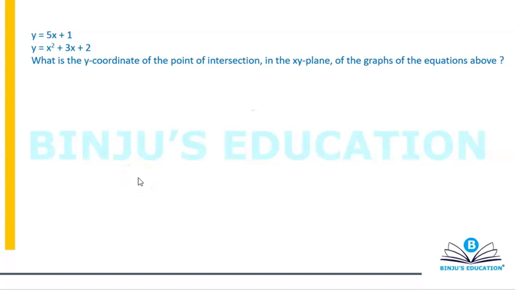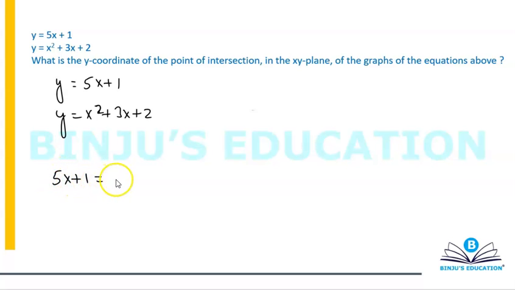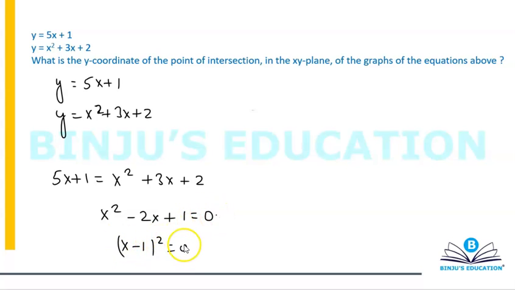What is the y coordinate of the point of intersection in the xy plane of the graphs of the equations above? So we have y is equal to 5x plus 1 and y is equal to x square plus 3x plus 2. Now in order to figure out the points of intersection, I'm going to equate the two equations. So I'm going to get 5x plus 1 is equal to x square plus 3x plus 2. So x square minus 2x plus 1 is equal to 0, which will give me x minus 1 square is 0. It simply means x is equal to 1.